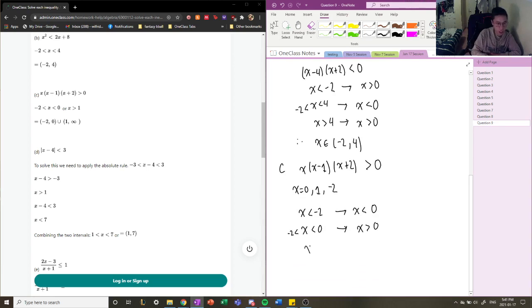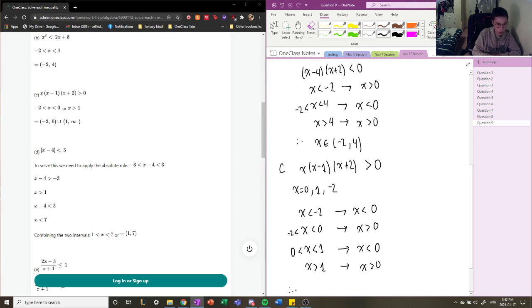Next interval that we want to check is if x is between 0 and 1, so let's say one half. If x equals one half, then it's a half times negative a half, so negative times positive, so the expression is less than 0. And finally, we want to check if x is greater than 1, and it's going to be positive, positive, positive. So the expression is greater than 0.